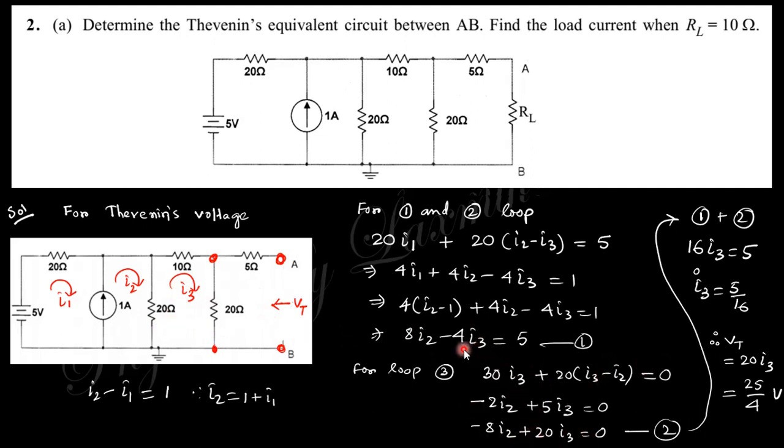By solving equations 1 and 2, you will get the values of I2 and I3. You need the value of I3, because the Thevenin voltage is the voltage across that point where there is no current when it is open. So the voltage across this is the current into this resistance, and you will get 25 by 4 volt. This is the Thevenin voltage.